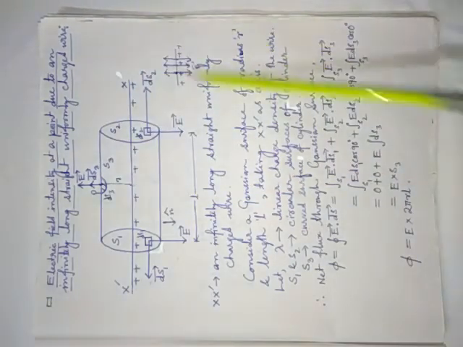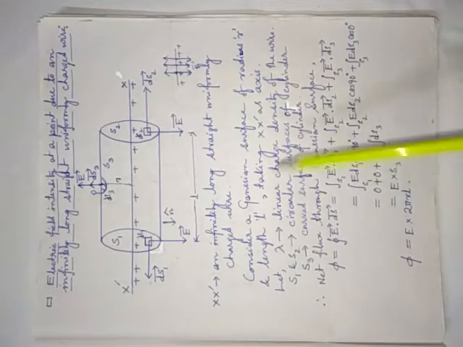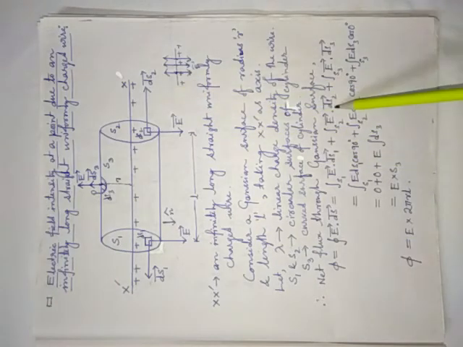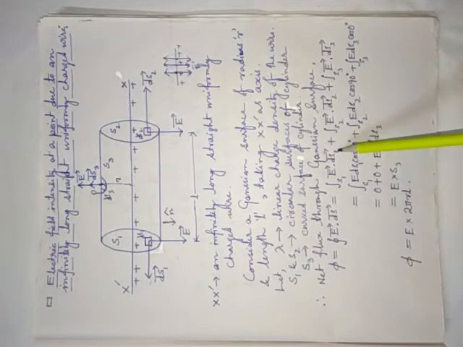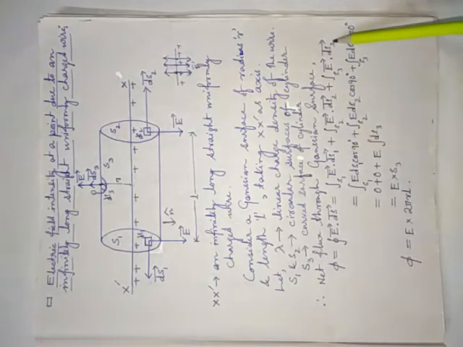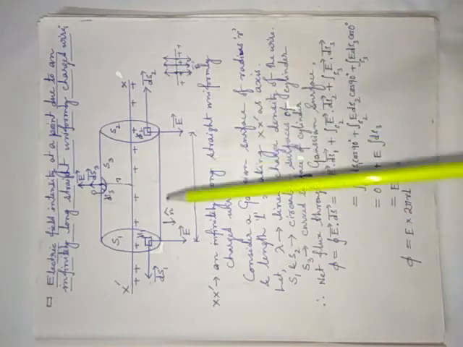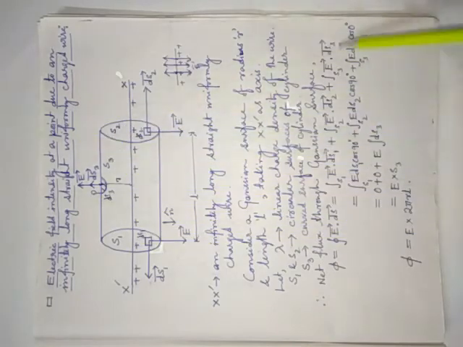Now see, the flux through S1 is this one, the flux through S2 is this one, and the flux through S3 is E vector dot dS3. Only the symbols are different. Here S1, here S2, here S3. That means we have divided the whole cylinder into three parts, and we are going to find the electric flux through S1, S2, and S3.